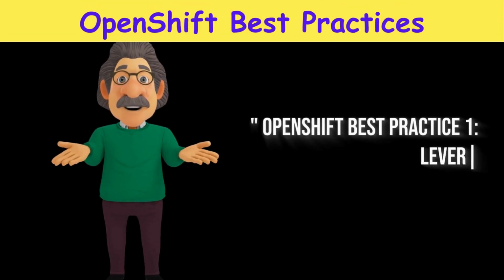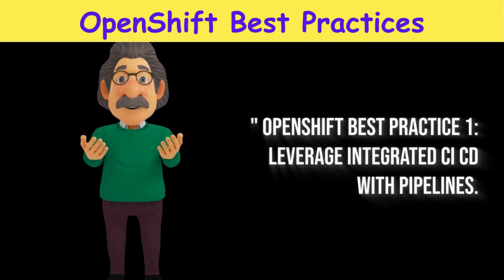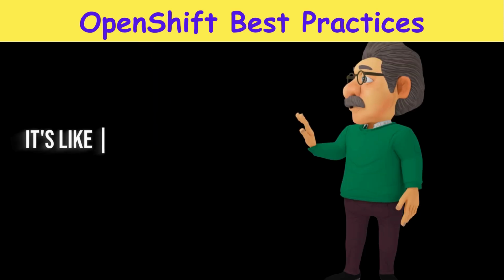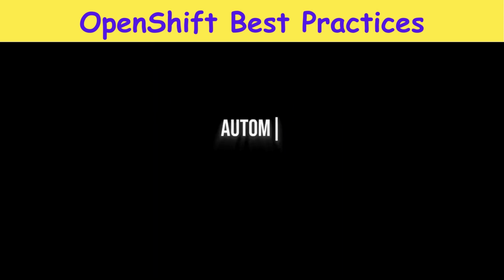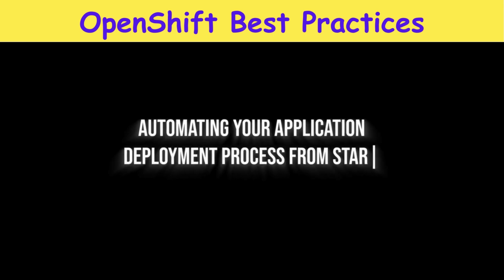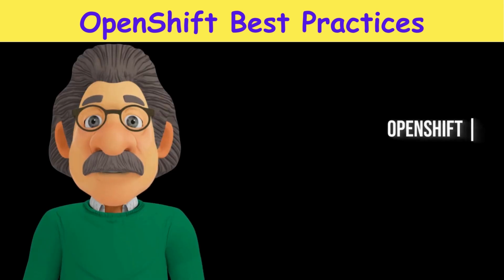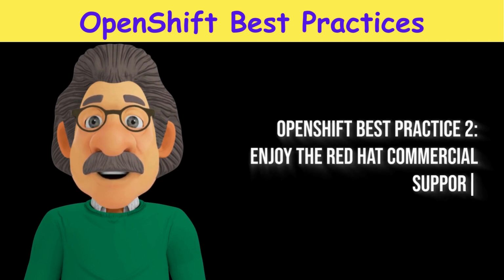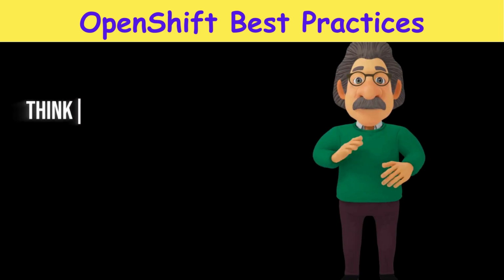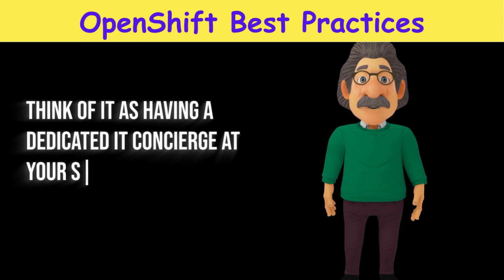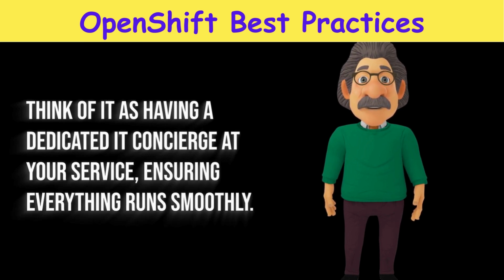OpenShift Best Practice 1, leverage integrated CI/CD with pipelines. It's like having a conveyor belt in a factory, automating your application deployment process from start to finish. OpenShift Best Practice 2, enjoy the Red Hat commercial support. Think of it as having a dedicated IT concierge at your service, ensuring everything runs smoothly.